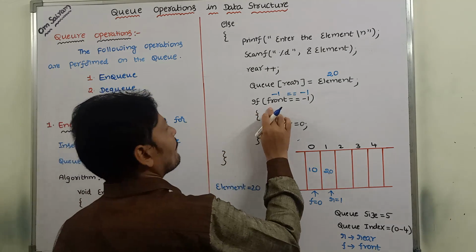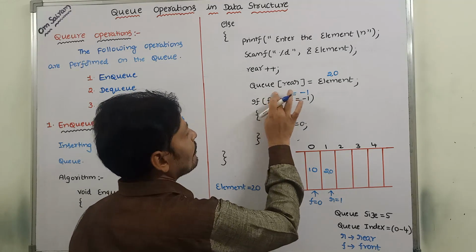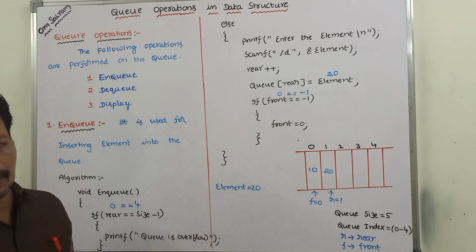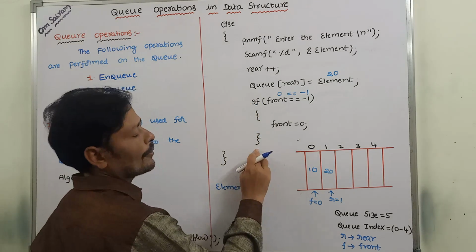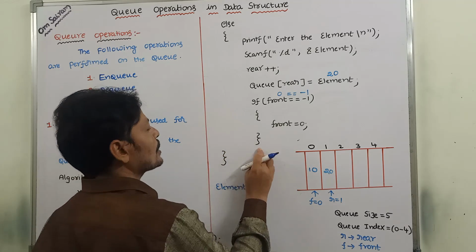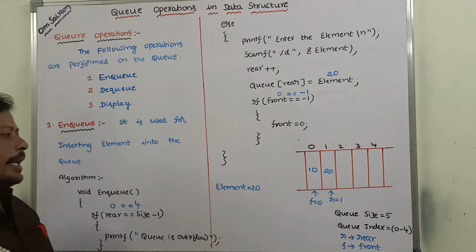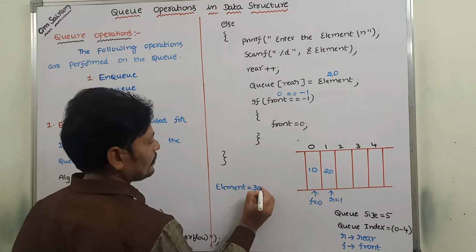Next one, if front equal to minus 1, what is the front value? Front value is now 0. 0 equal to minus 1, so that is false. Then go to the next statement after the if block. There are no statements there, so now it is the end. Next we are inserting element 30.